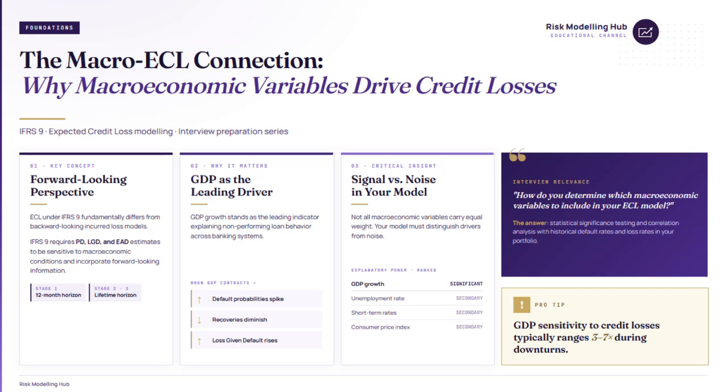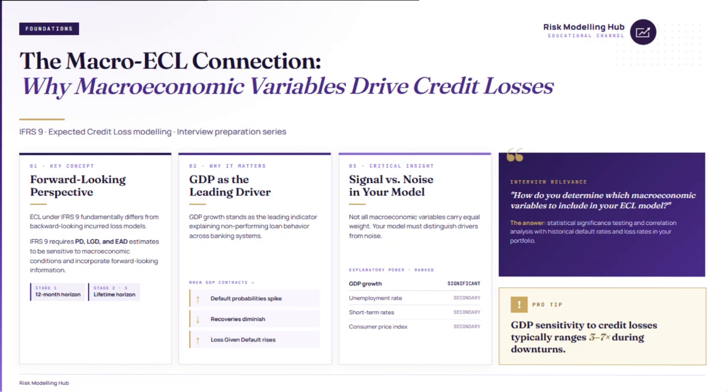And banks use forward looking macroeconomic variables in their ECL models, which are more accurate. On average, GDP sensitivity ranges from 3 to 7% during downturns, and that's material. So, building the macro ECL connection isn't optional, it's essential for realistic credit risk modeling.